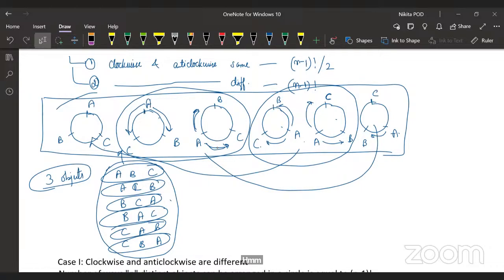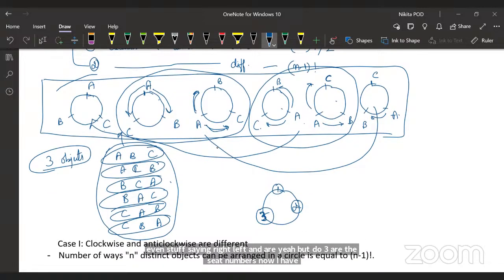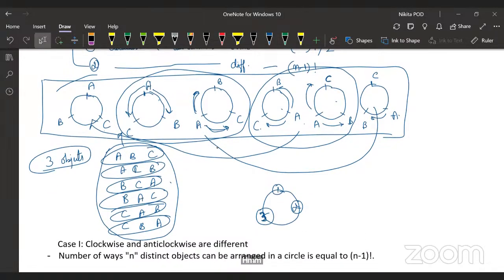That's right. But ma'am, if we give seat numbers 1, 2, 3 and A, B, C are the persons, then we will know the number of positions. Otherwise, instead of saying right, left, and all, 1, 2, 3 are the seat numbers. Now I have three people A, B, C. How do I arrange them? I can arrange them in 3P3. You can arrange them in 3P3. So in that case, okay.